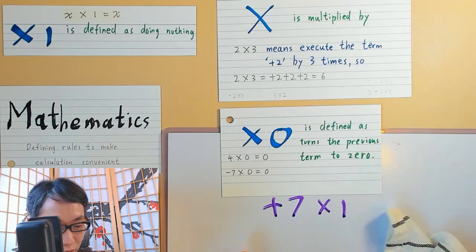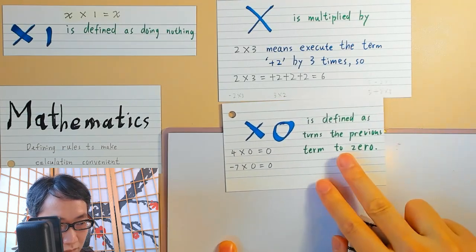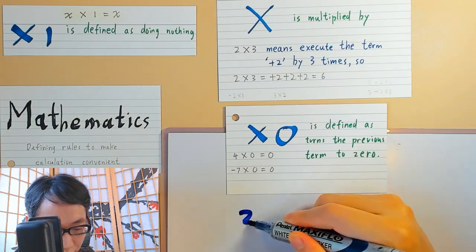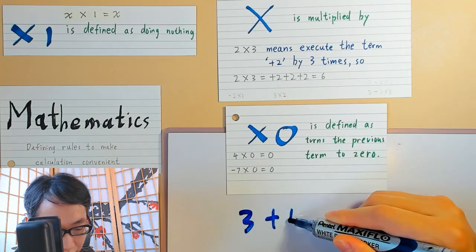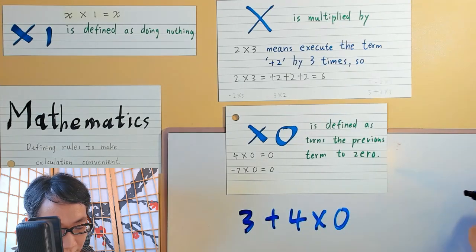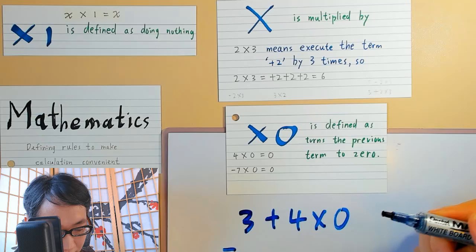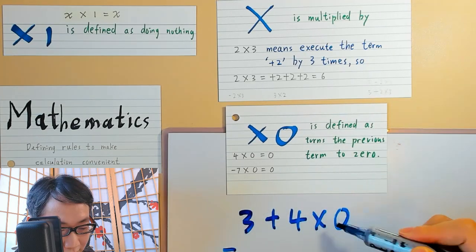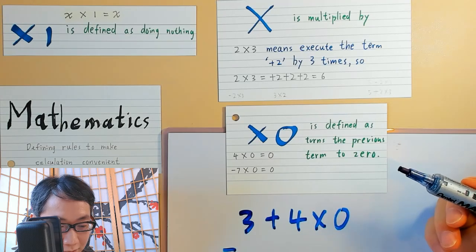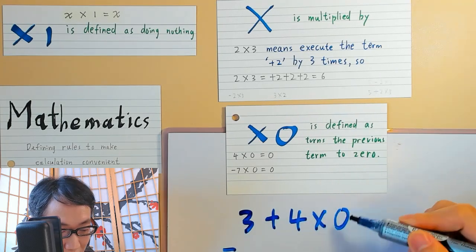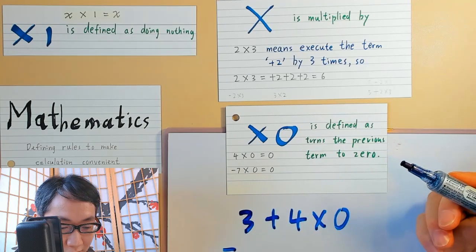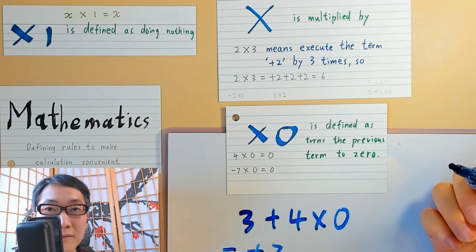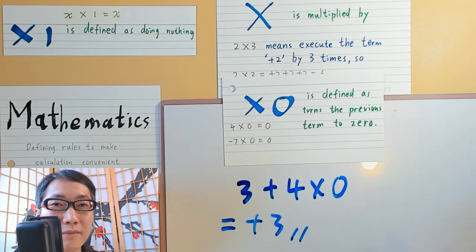So let's say the other time we do not start from 0. Let's say 3 positive 4 times 0. So this positive 3 is innocent. This times 0 only affects the positive 4. Because it's multiplied by 0, it means do not do the positive 4 actually. So then I don't need to do the positive 4, and this is the answer, 3.